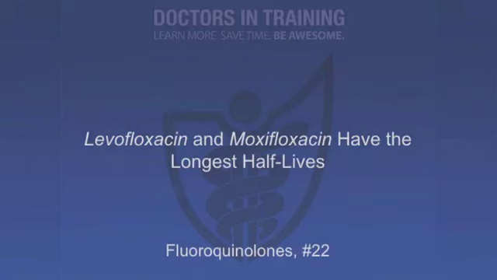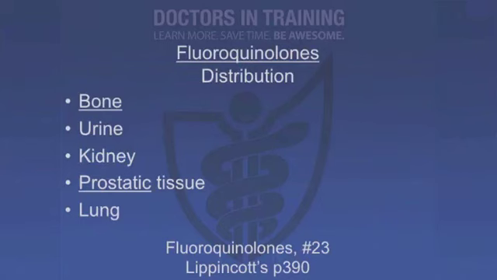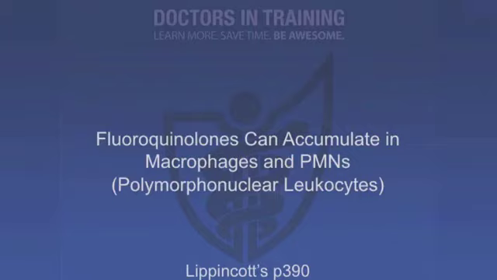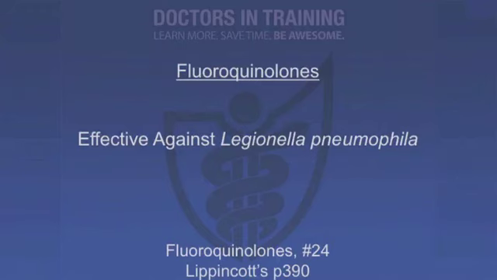Fluoroquinolones with the longest half-life, meaning levofloxacin and moxifloxacin, are nice because they can allow once daily dosing. So where do these medications end up? Well, they are bound to plasma proteins. It ranges from about 10 to 40% binding. They distribute well into all tissues and body fluids. Levels are high in bone, in urine, and kidney, prostatic tissue, and the lung. There is some penetration to the CSF, but it's relatively poor, except with ofloxacin, which tends to penetrate more effectively. It can accumulate in macrophages and PMNs, which means it's effective against intracellular organisms such as Legionella.